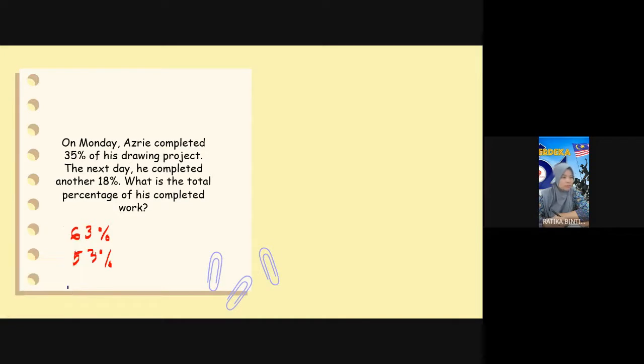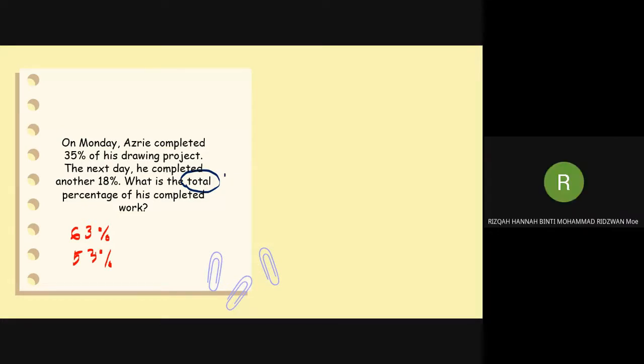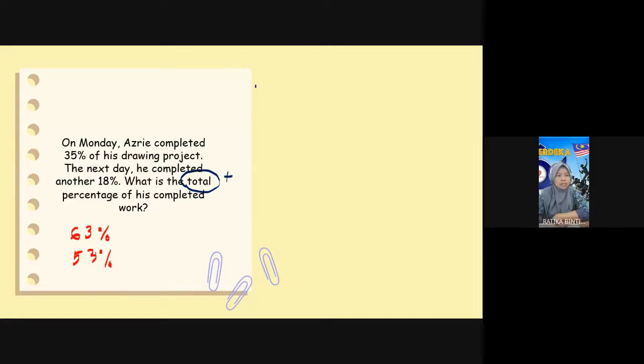I read first. On Monday, Azri completed 35% of his drawing project. The next day, he completed another 18%. What is the total percentage of his completed work? So, what is the keyword here? Total. Very good, total. Make sure you circle the keyword. Write down the operation. So, what is the operation? Addition. Okay, now can you please tell me what is the number sentence?